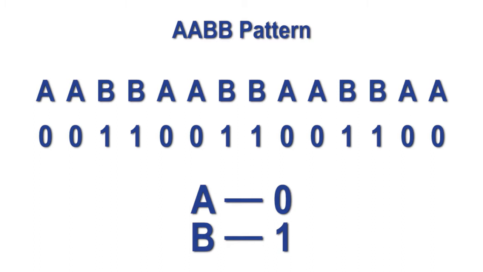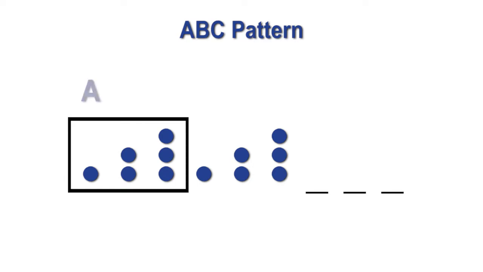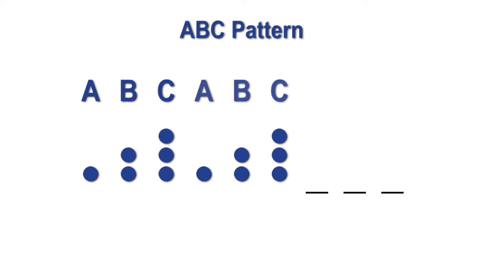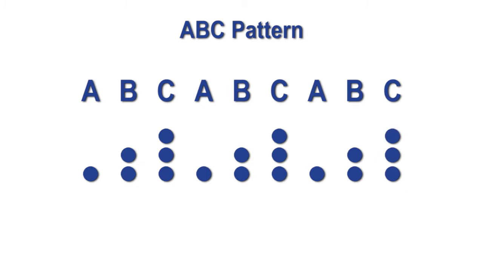Sometimes patterns have more than two terms. The following is an example of a repeating ABC pattern. How could we find the next three terms? First, identify the core. A is 1 dot, B is 2 dots, and C is 3 dots. If this is repeating, the next three terms would also be ABC. So I would write 1 dot for A, 2 dots for B, and 3 dots for C.